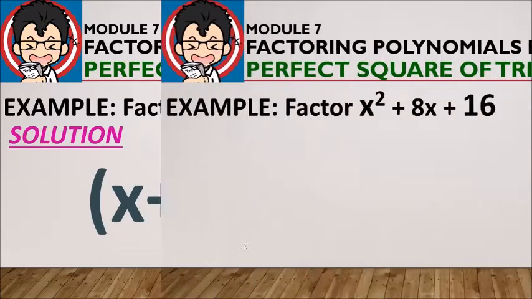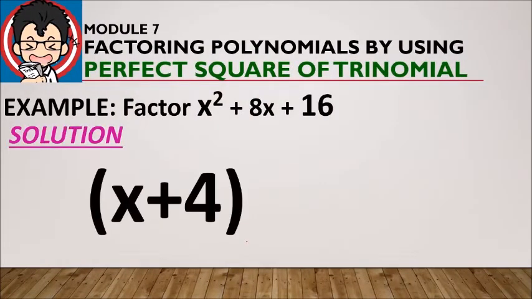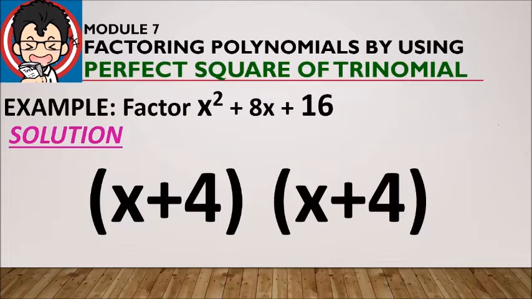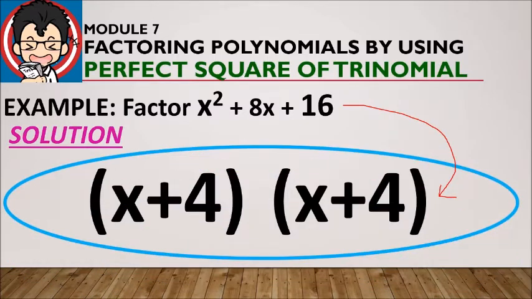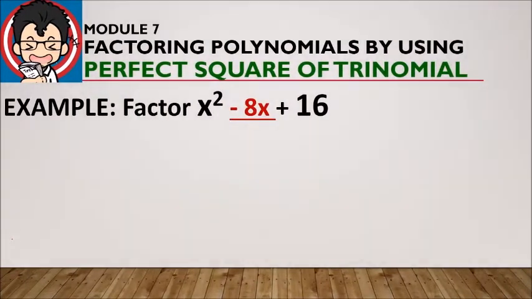So, finally, the factored form of x squared plus 8x plus 16 is x plus 4 and x plus 4. Let's have another example. Now here at this point, we will factor x squared minus 8x plus 16. Okay?